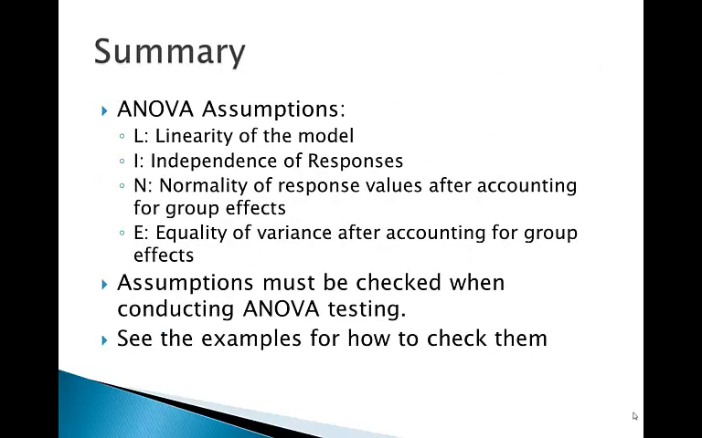In summary, the 4 assumptions that must be met in order to use analysis of variance: linearity of the model, independence of responses, normality of responses, and equality of variance across the groups. We must check these to see how well our ANOVA model fits after we've conducted it. If you see the examples section, checking the assumptions will be demonstrated.